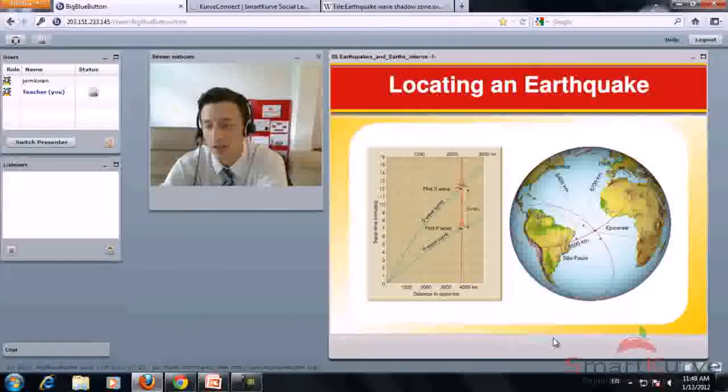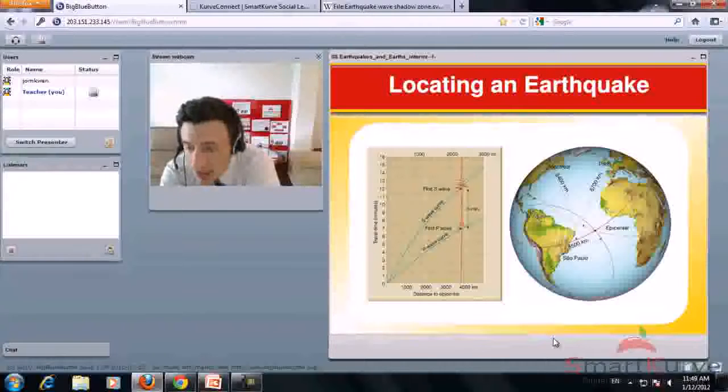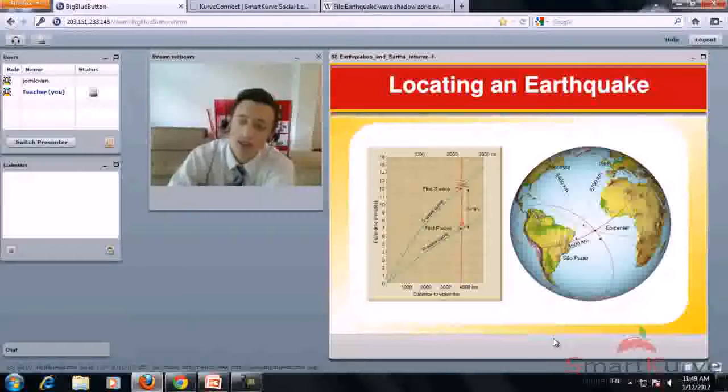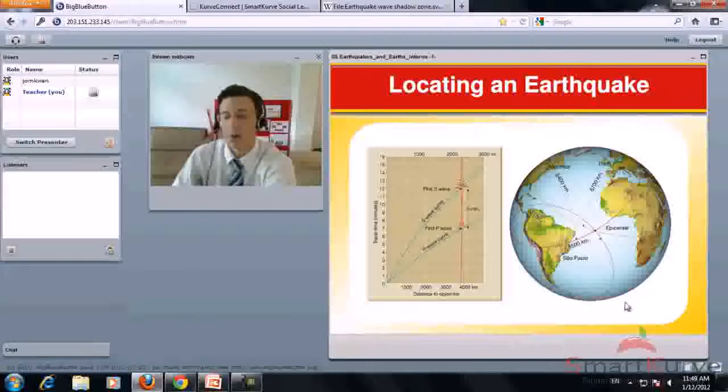6,700 kilometers from Paris, so they drew the second line. And then, 5,500 kilometers from Sao Paulo, so they drew the third line, and that gives us 1 point on the Earth that is the epicenter, where those three lines meet.